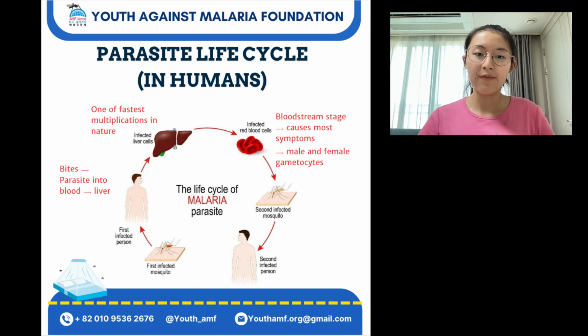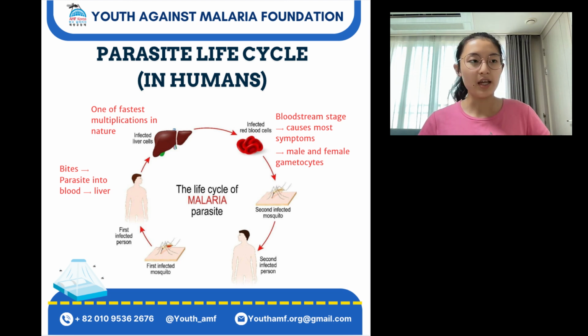Now, if we are bitten by a mosquito, the parasite enters the blood, and then in the bloodstream it travels to the liver, and in the liver it displays one of the fastest multiplications in nature, multiplying continually. Then it infects red blood cells. This stage, where the parasite infects the RBCs and is actually in the bloodstream, is the stage that causes the most symptoms. And in this stage, we get male and female gametocytes.